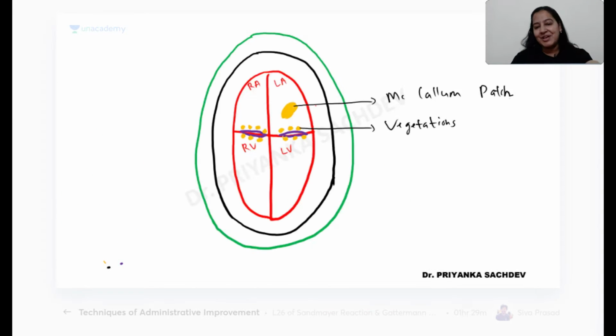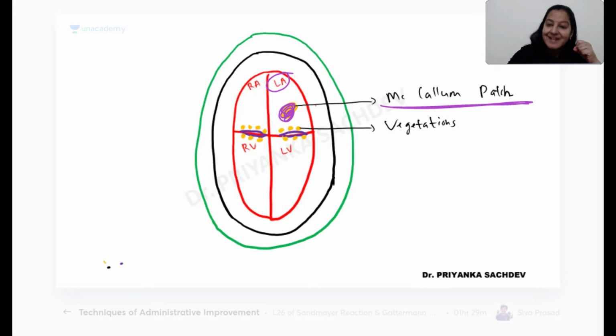Mural endocarditis, there is a patch. What is the name of the patch? It is McCallum patch in mural endocarditis. Where is it? See in which chamber it is. There are 4 chambers in the heart, 2 auricles, 2 ventricles. So where is it? It is in the auricle, not ventricle. First of all, which auricle? Left or right? It is in the left auricle.